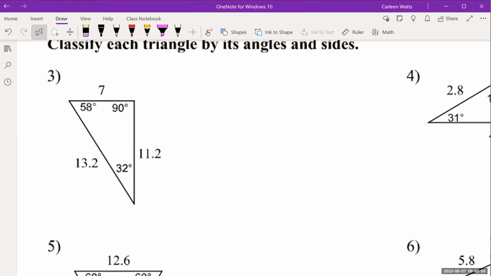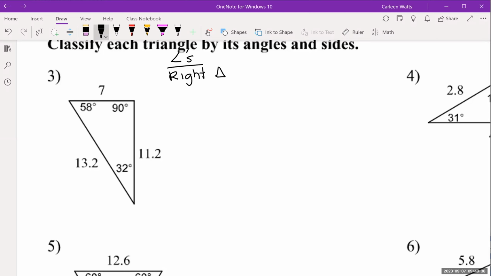Now we're going to classify the triangles by angles. If it has one right angle, then it is a right triangle. That could be noted either by 90 degrees or a box. And you are correct. You're ahead of me. I'm going too slow, huh?